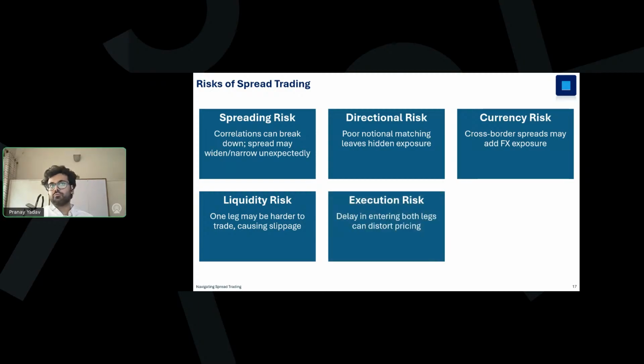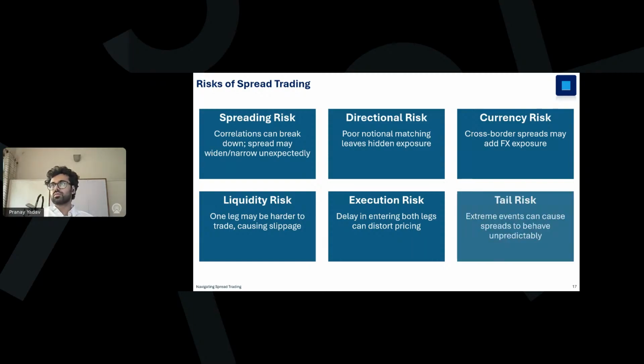Another type of somewhat related risk is execution risk, wherein there may be a delay in entering both legs of your spread position at the same time, which can distort pricing. Finally, there's tail risk, wherein extreme events can cause spreads to behave unpredictably.